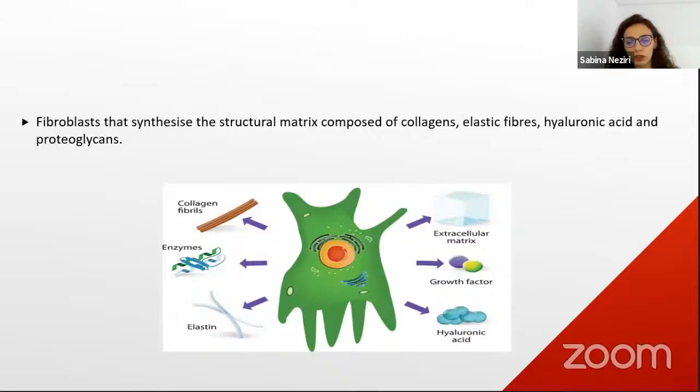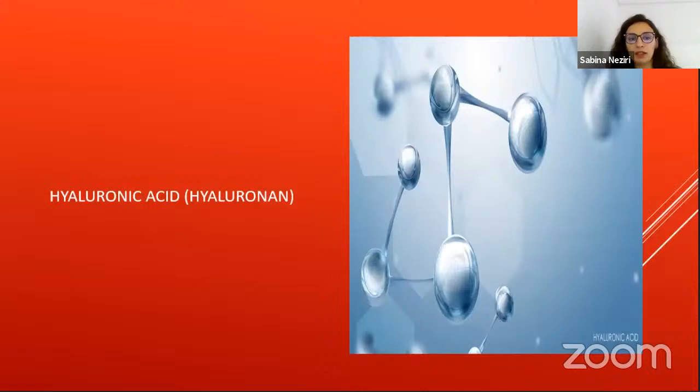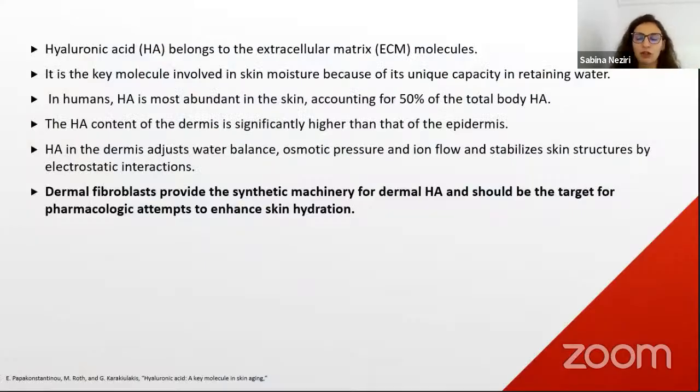And the reason why we chose the fibroblasts for our study is because they synthesize the structural matrix components such as collagen, elastic fibers, hyaluronic acid, and proteoglycans. And what we focus on is the hyaluronic acid, hyaluronan. It belongs to the extracellular matrix. It's one of the most important molecules in skin moisture because it has the capacity to retain water.